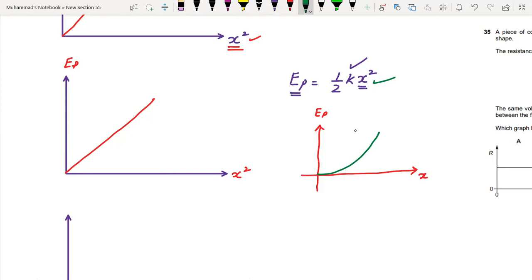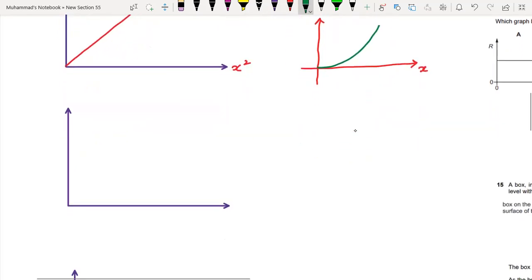Okay. For example, another situation is if you drop an object from some height, this is height h.